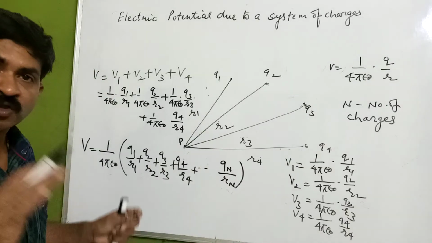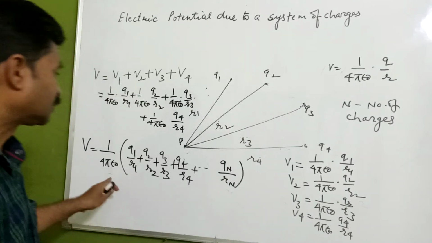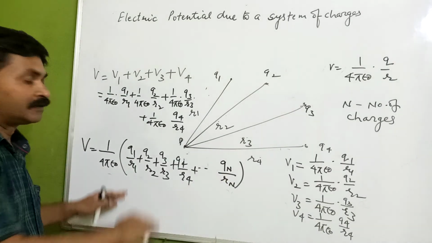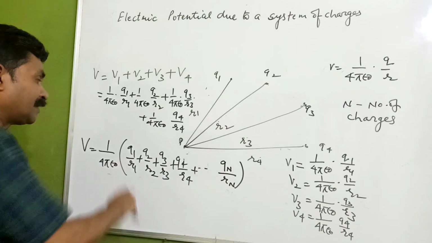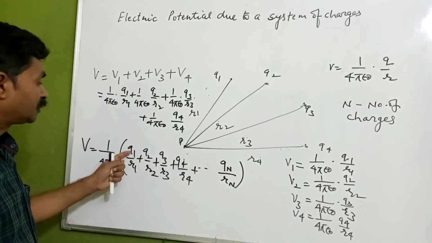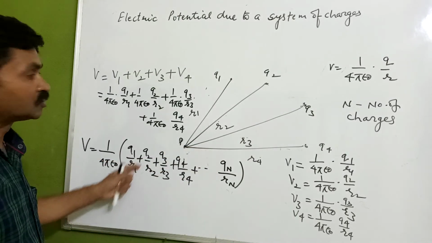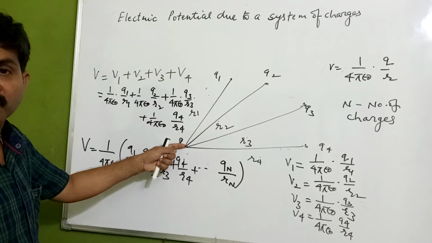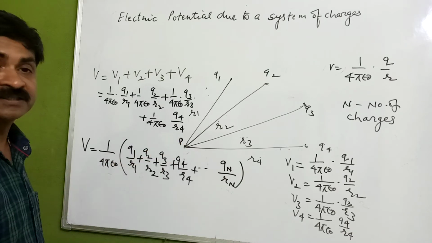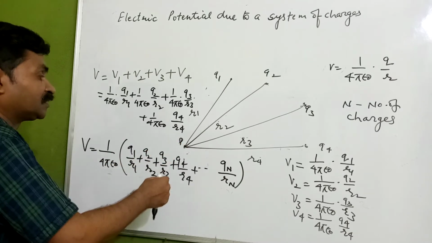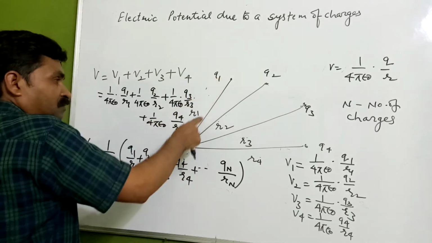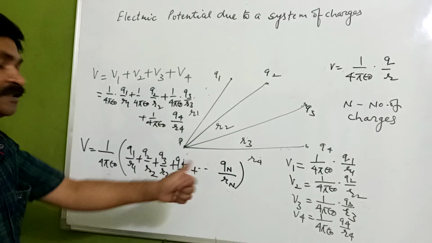So if you want to know the total electric potential, it is crystal clear. From here it is clear that it is the addition of all the charges divided by their distance to a particular point where we want to know the electric potential. The charge divided by that particular distance keeps adding up.